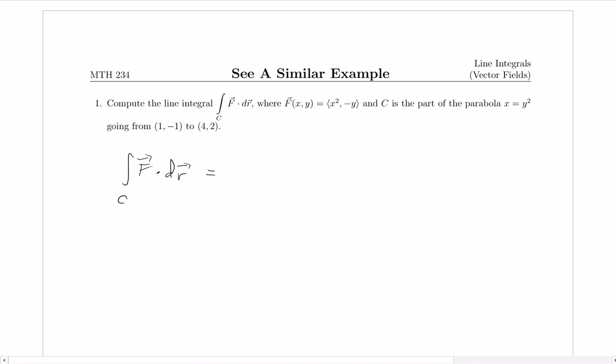So, just as we did for the line integrals of scalar functions, the first thing we want to do is get a parameterization for the curve, since it wasn't given to us. So what does the curve C look like? Well, it's described as a piece of the parabola x equals y squared. So here's the parabola x equals y squared. And it says it's the part that goes from 1, minus 1 to 4, 2.